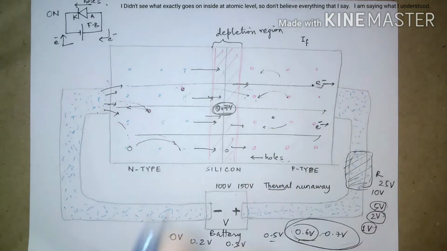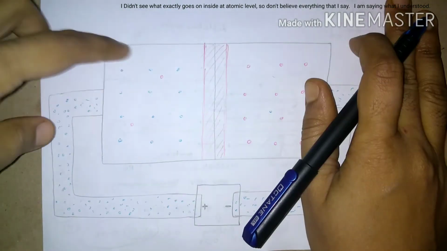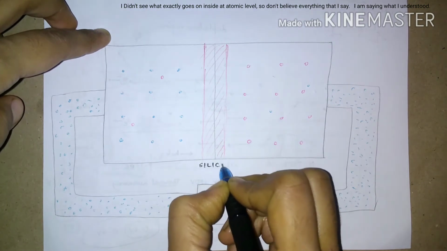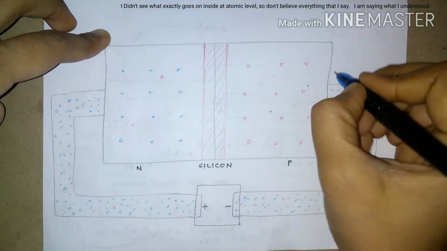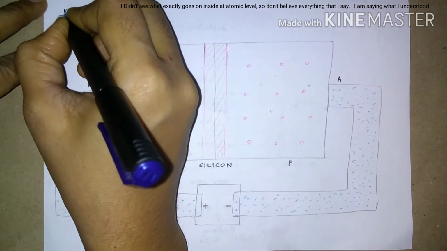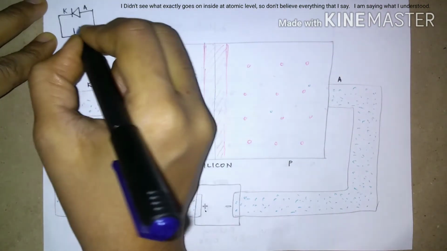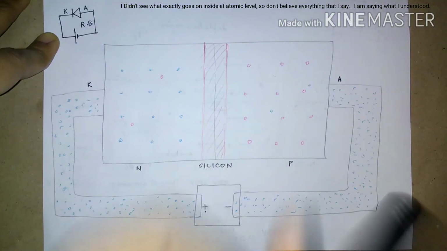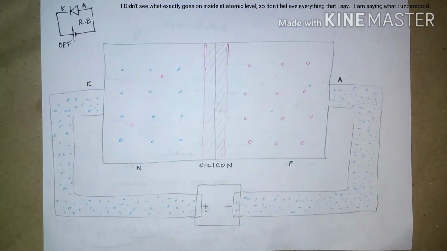Okay, now this is all about forward bias. Let us get into reverse bias. So here also it is a silicon diode, N-type, P-type. So this is anode and this is cathode. So cathode, anode, connected to positive. So this is in reverse bias. In reverse bias, they are saying that it acts like an off switch. How does it act like an off switch?